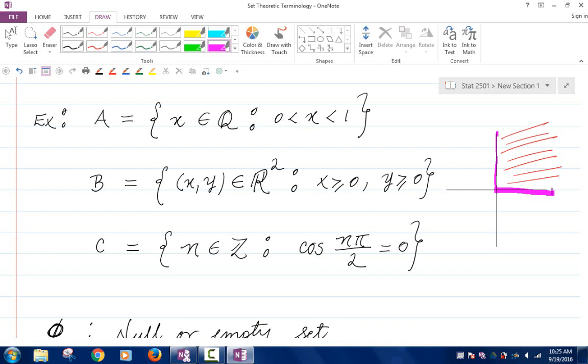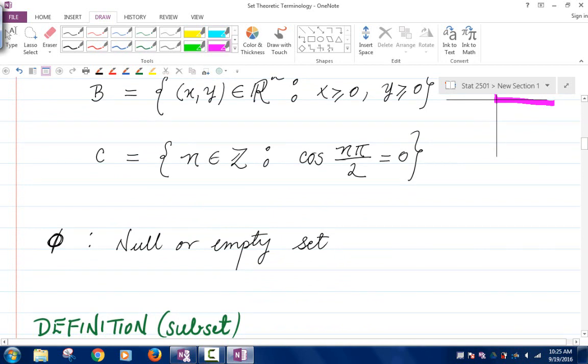Remember, cosine of 0 is 1. Cosine of pi is negative 1. Cosine of pi over 2 is 0. Cosine of 3 pi over 2 is 0. Or negative pi over 2 is 0, right? So anytime you have an odd multiple of pi over 2, cosine of that angle will be 0, right? So this would be the collection of all odd integers. So let me just say 2m plus 1 such that m is an integer. This is one way of expressing all odd integers, right? 2m plus 1. Is everybody okay with that?